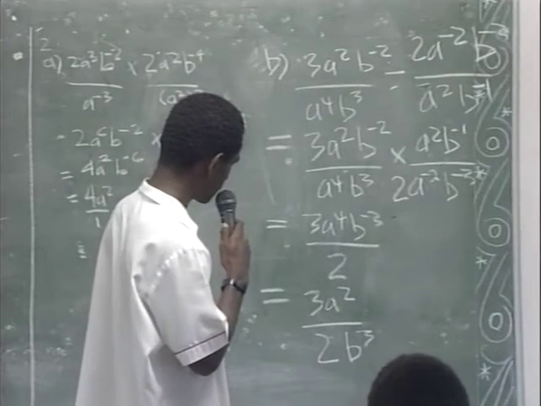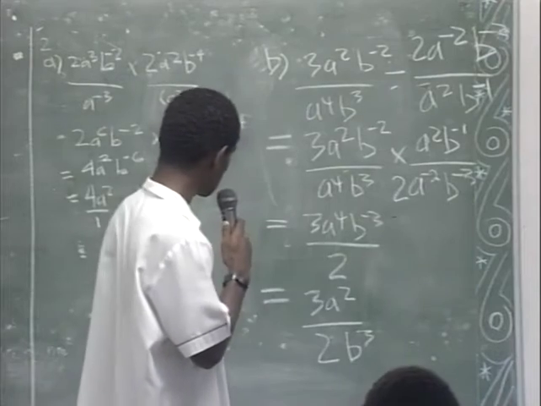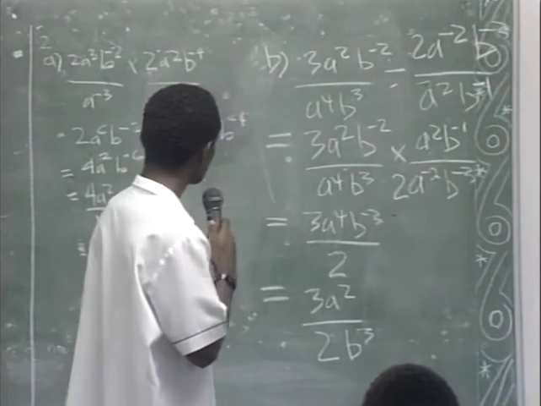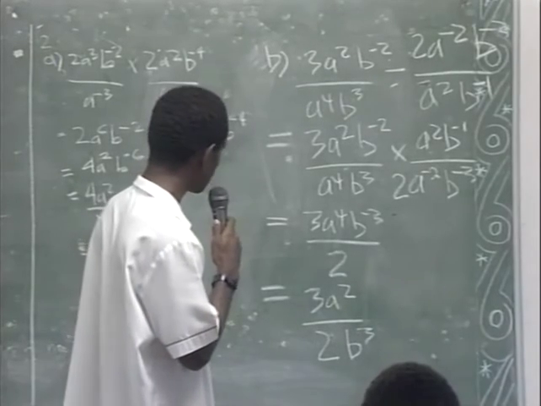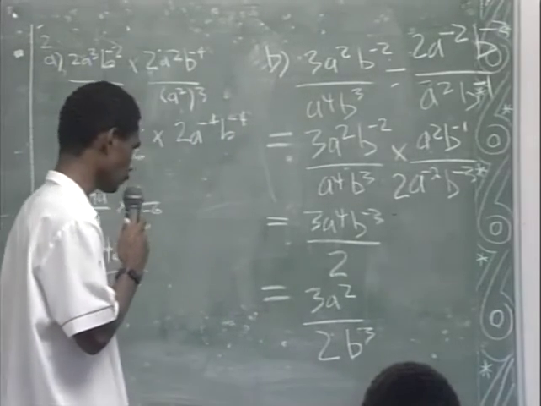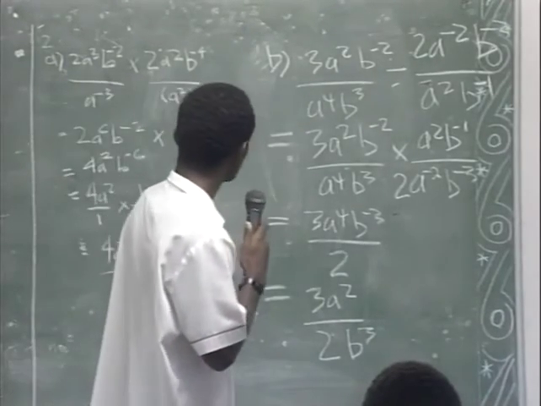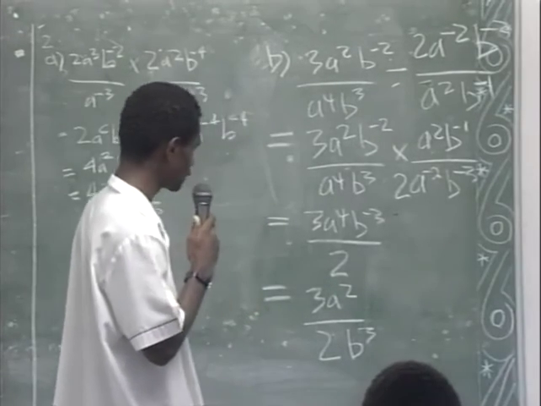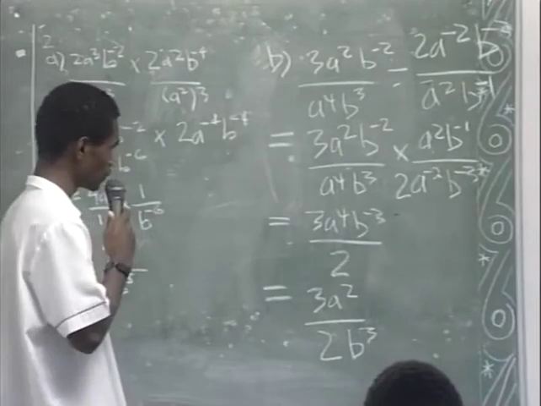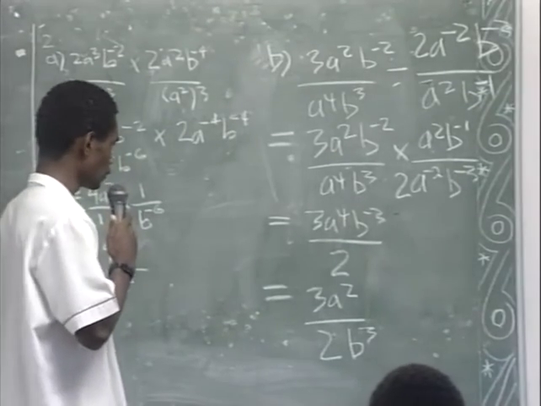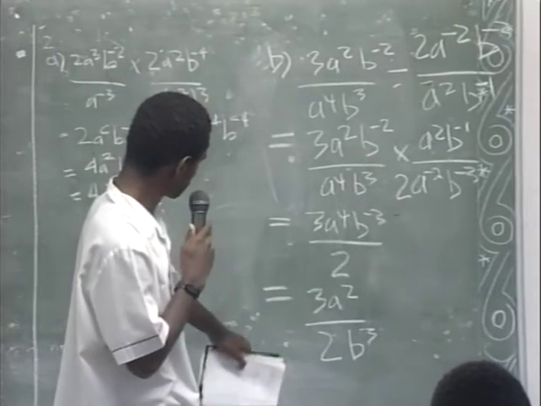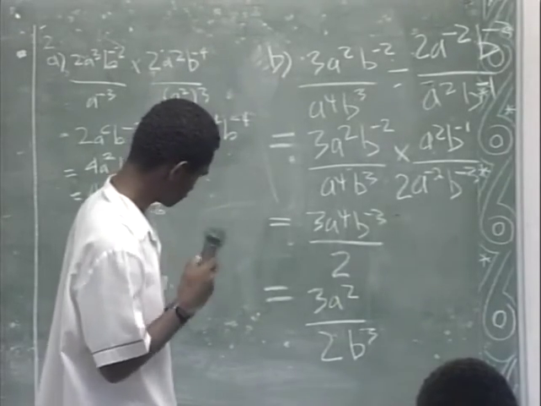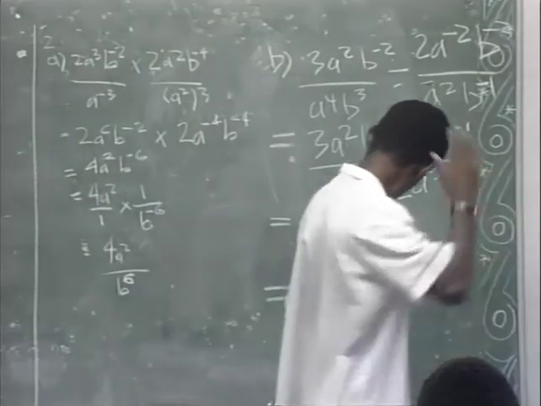And then we multiply across: 3 times 1 is 3. a to the power of 2 times a to the power of 2 gives a to the power of 4. b to the power of negative 2 times b to the power of negative 1 gives b to the power of negative 3 over 2, which will give us 3a squared over 2b cubed. Okay.